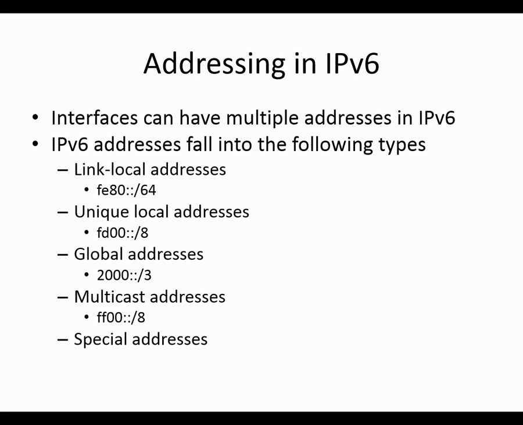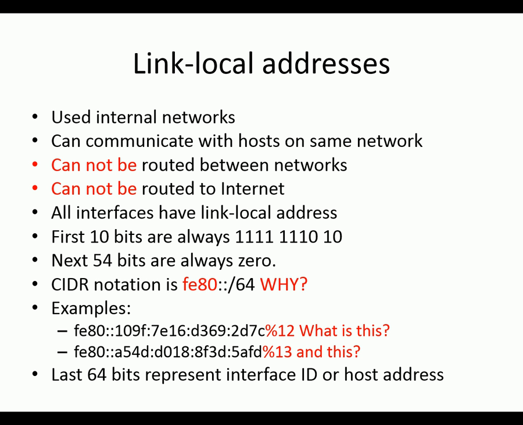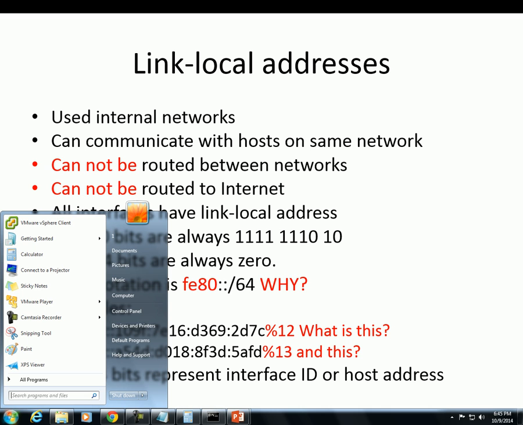Okay, addressing. We have a couple of different types. You can have link local, unique local, global addresses, multicast, and special addresses. That's what they look like. All right, let's talk about link local first. Internal networks only. I don't know, do we have one on here?